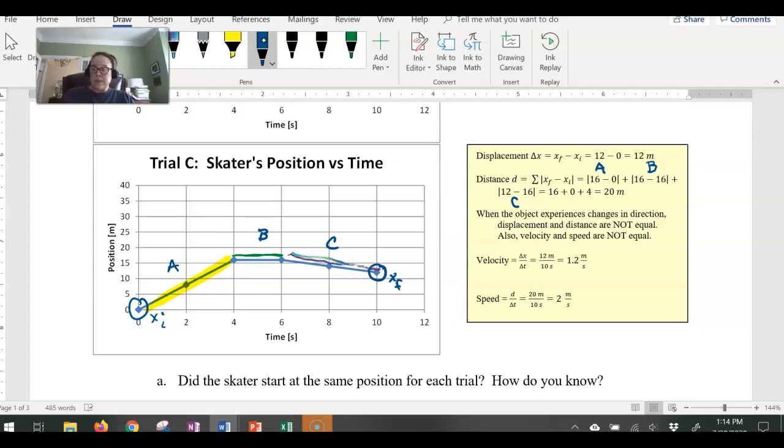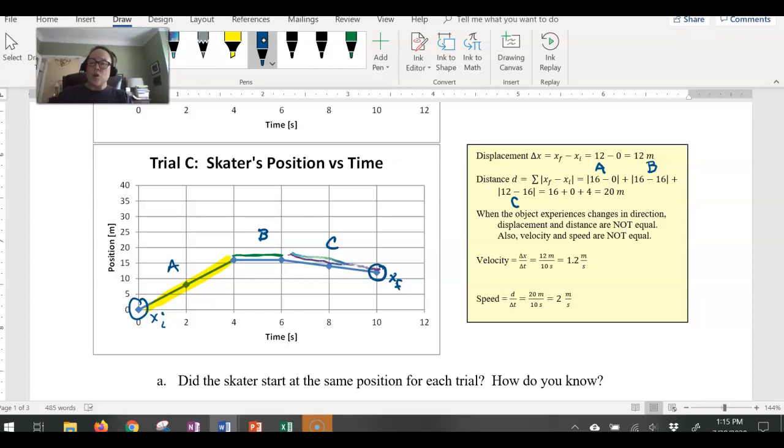And also that means then that velocity and speed will not be equal, because velocity, which is the vector term, remember it gives us information about the direction that the skater is moving. Velocity is the displacement divided by elapsed time. So in this case, that was 12 divided by 10. That average velocity was 1.2 meters per second. But the average speed was the distance divided by the elapsed time, which was 20 meters divided by the 10 seconds. So the speed was 2 meters per second, while the velocity was only 1.2 meters per second.